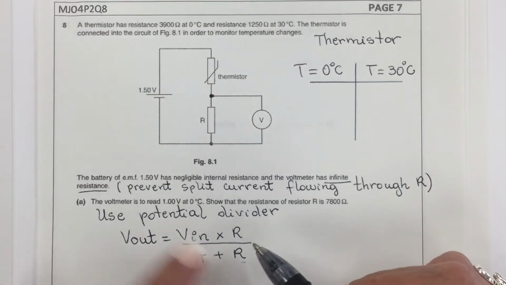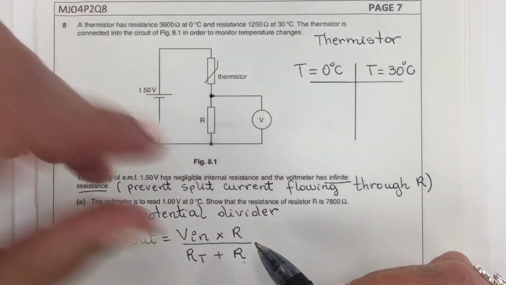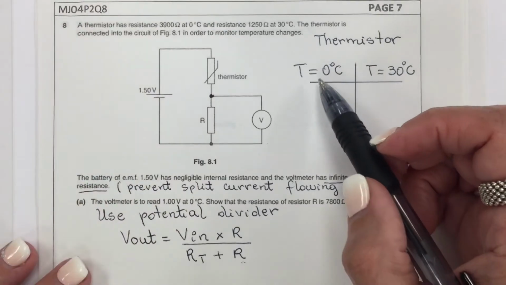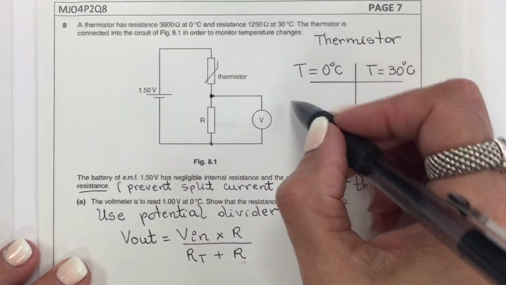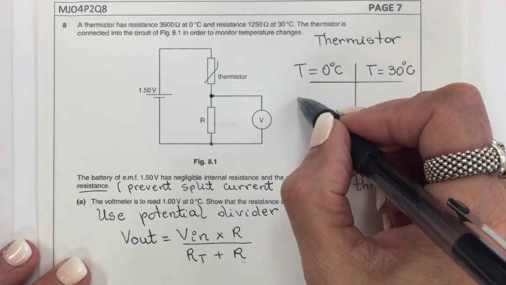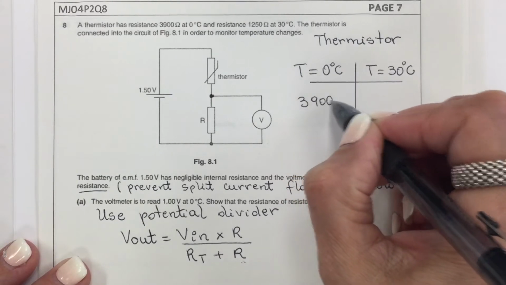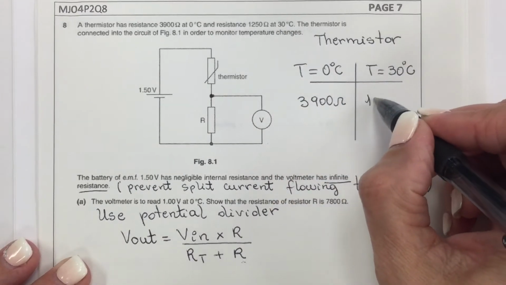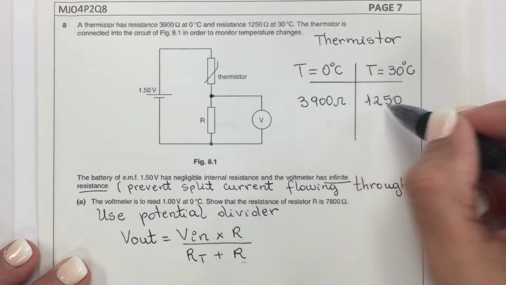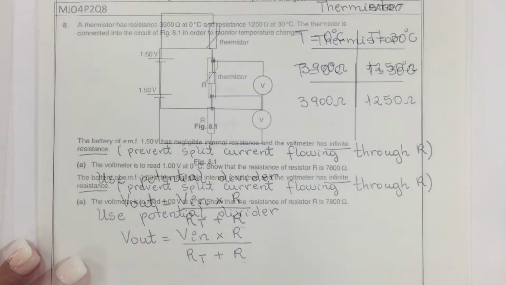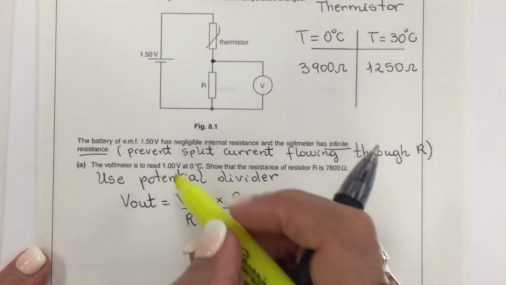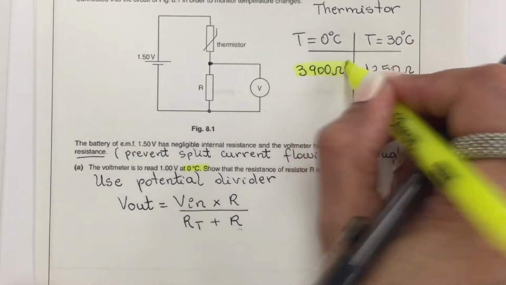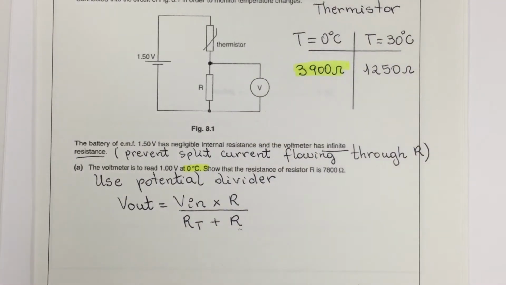So before proceeding, I want to go back to the values of the resistance of this thermistor. At 0 degrees Celsius, it says that the resistance here is 3,900 ohms. And for 30 degrees Celsius, the resistance is 1,250 ohms. Now, which one should I use? Well, the problem is saying at 0 degrees Celsius. So I should be using this one right here, 3,900 ohms for the value of the thermistor.